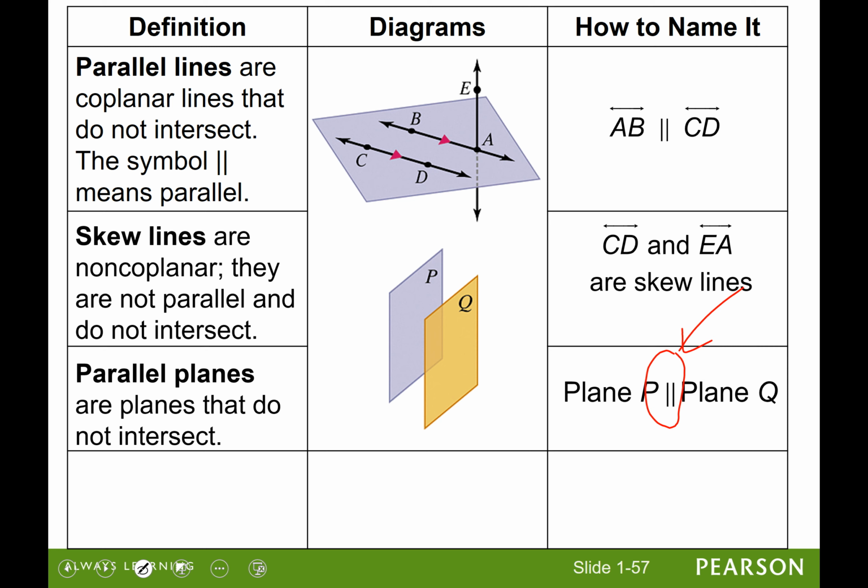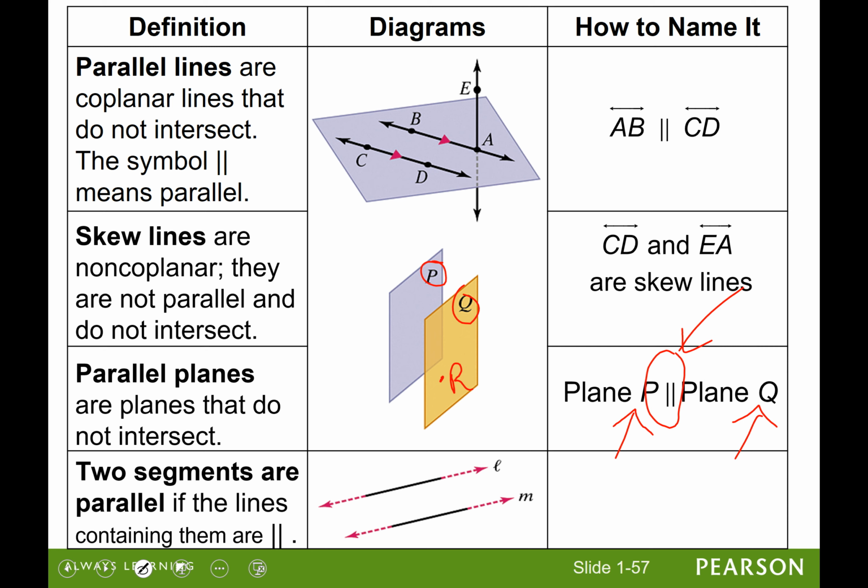Just to review, capital P and capital Q, not points on the plane. They are just like a label, just the name of that plane and the name of that plane. A point on the plane would have to have a dot with it, so maybe something like point R, like that.